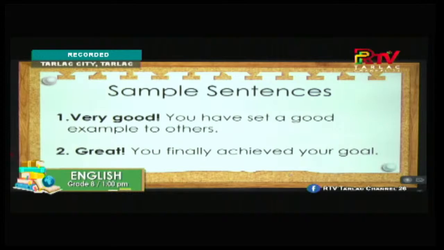Let us take a look at these example expressions used in sentences, which express motivation and encouragement. Number 1, very good. You have set a good example to others. Number 2, great. You finally achieved your goal.